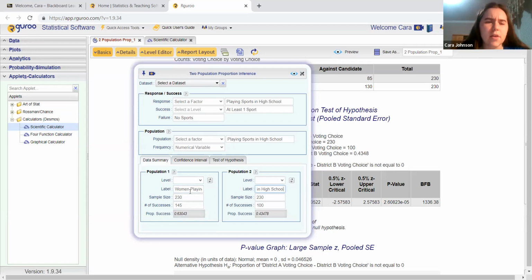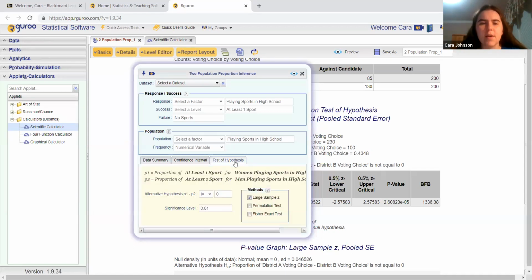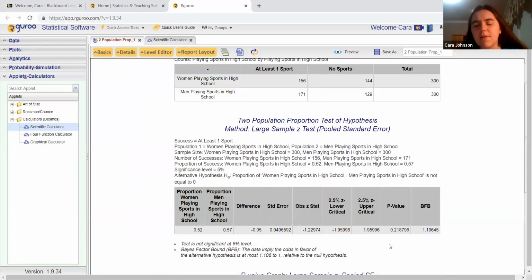All right, so we had both sample sizes of 300. If you remember from our calculations, we had 156 for the women and 171 for the men. And then test of hypothesis, still not equal to, your significance level is 0.05. And then it's still large sample Z. Hit the eyeball, I'm getting a p-value of 0.219.